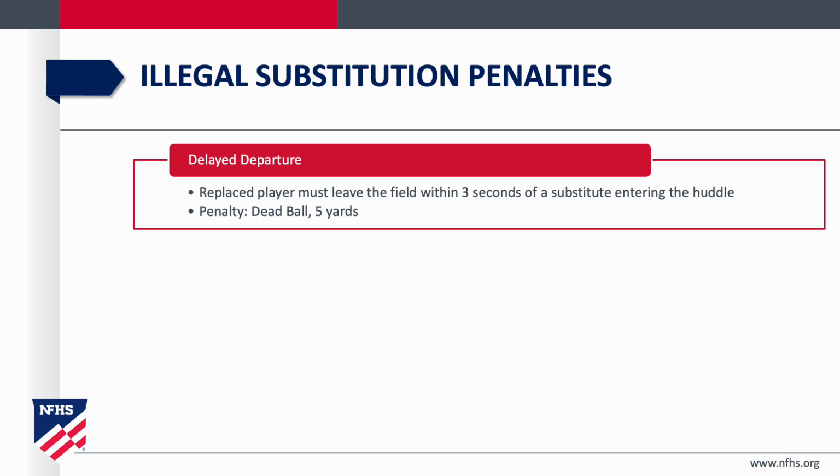A player has 3 seconds to leave a huddle or formation once he has been notified that he is being replaced. This means a huddle could break with more than 11 players as long as 3 seconds hasn't expired since a player entered and told his teammate that he's being replaced. Now, if the team lines up with 12 in the formation, we should probably have a penalty. This penalty is a dead ball foul and is 5 yards from the previous spot.